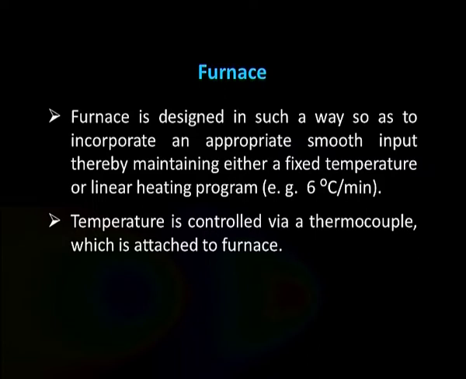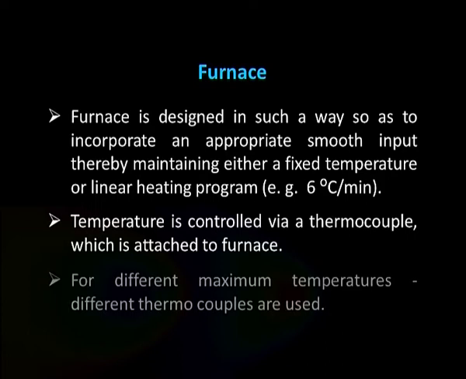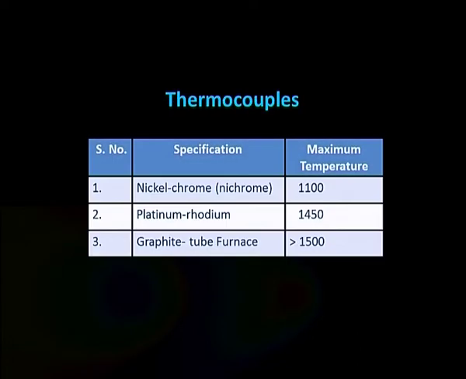Temperature is controlled via a thermocouple which is attached to the furnace. For different maximum temperatures, different thermocouples are used. For example, if we want to go to 1100 degree temperature, we can use nickel chrome as thermocouple. If we wish to go to slightly higher temperature like 1450, we can use platinum rhodium thermocouple.